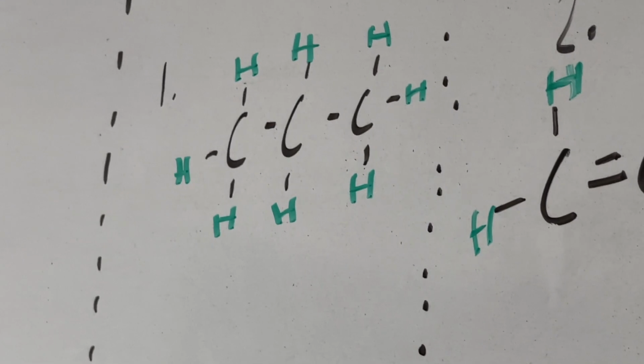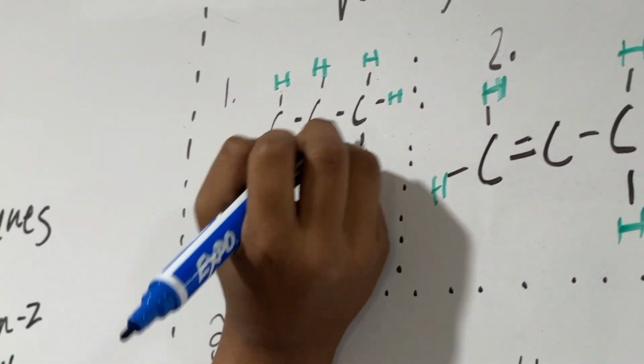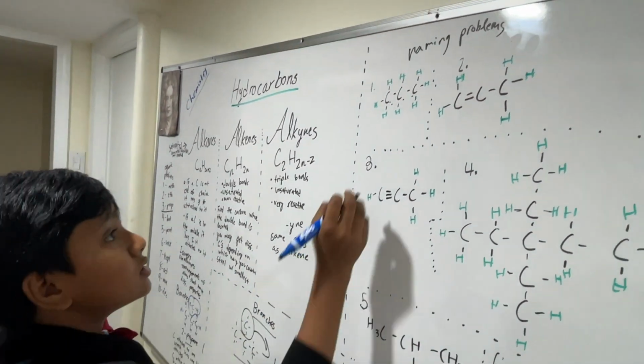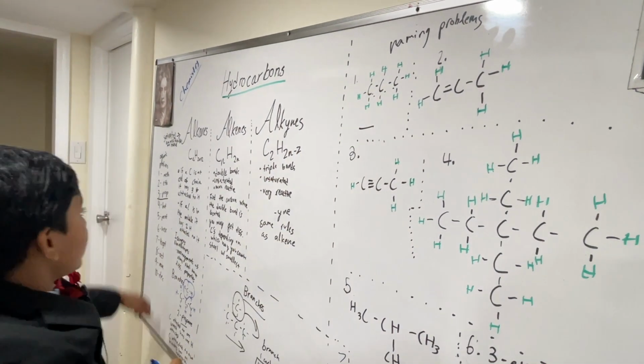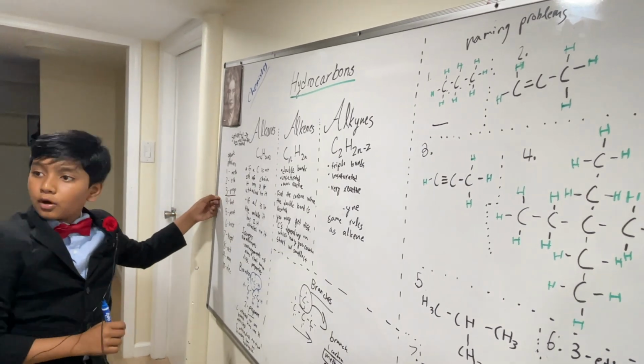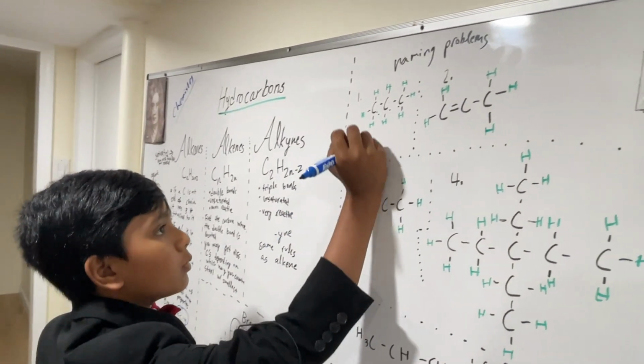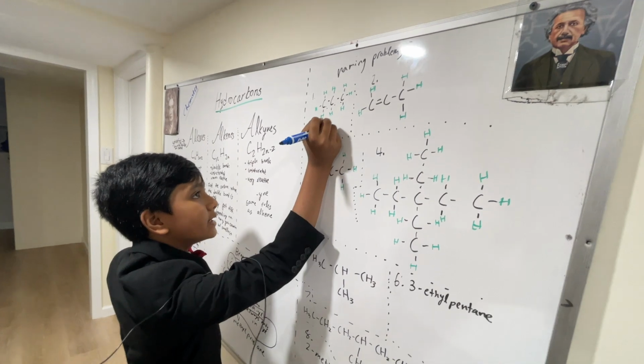Let's name this. So, this is 3 in a row, no branches. So that means there is no latter half. But what is 3? Well, it says prop over here. So it would be prop, and it's an alkene. So, ene.